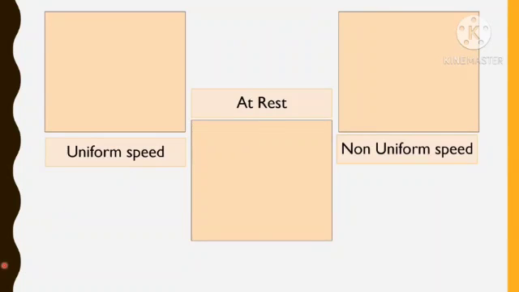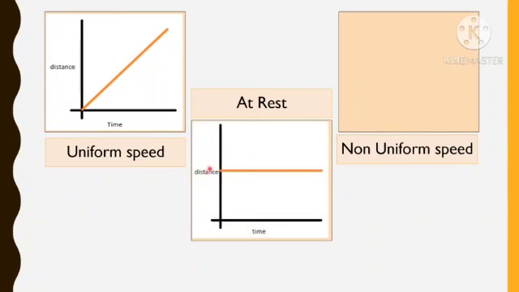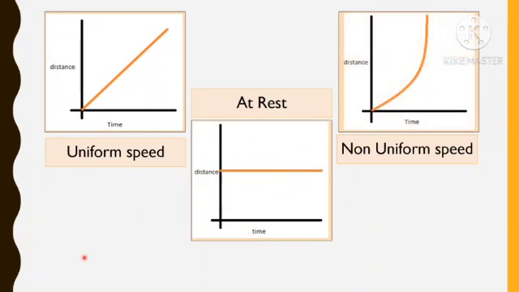If it's a uniform motion, the graph, as you can see, will be a straight, slanting line. And if the vehicle is at rest, it will be a straight line like this, a sleeping straight line. And if it is a non-uniform motion, it means the speed keeps on changing, then the line will be a curved line. So this tells you about the distance time graph. I hope you learn a lot in this chapter.